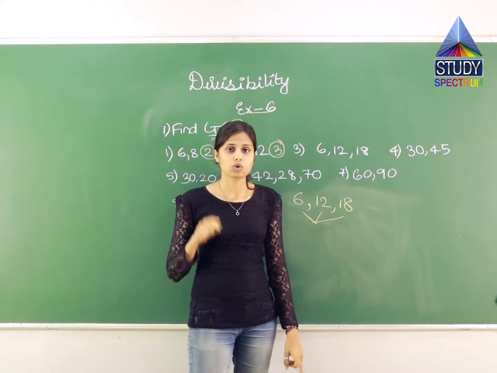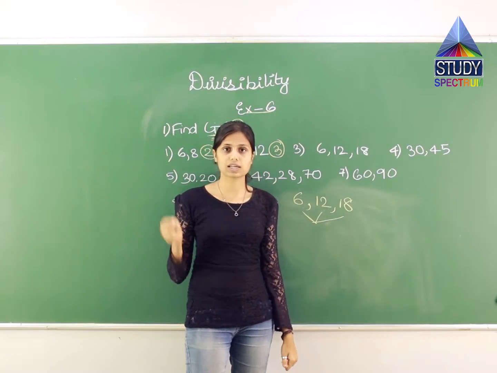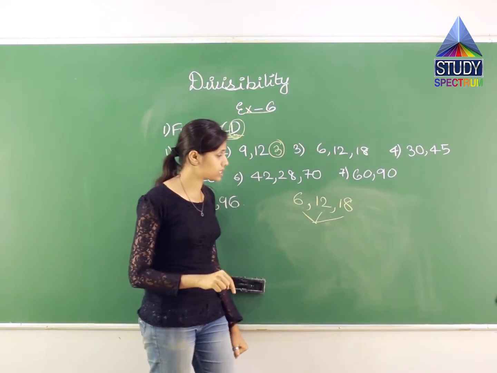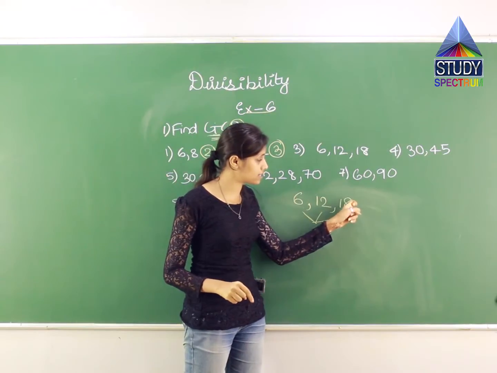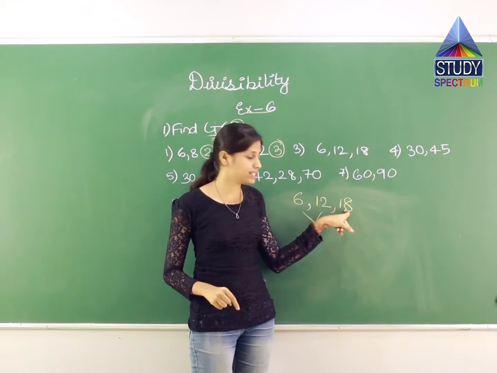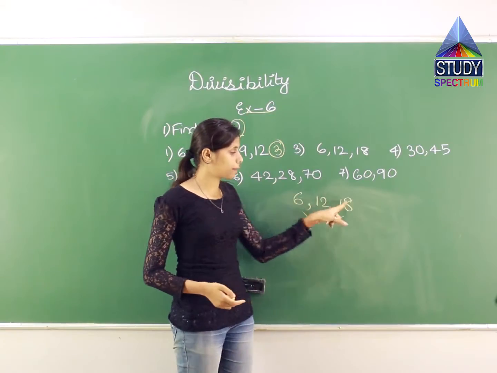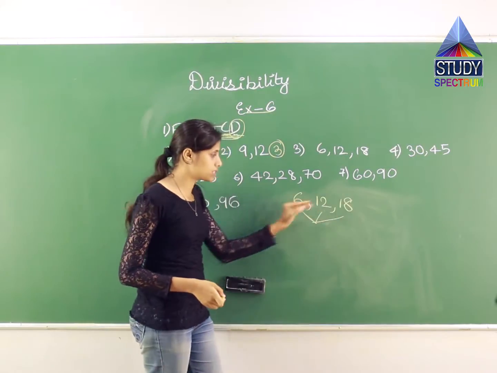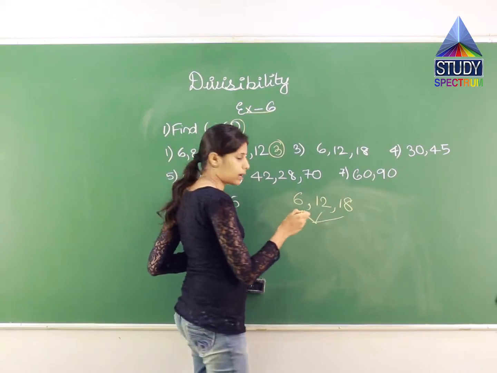What about 18? 2 1s are 2, 2 2s are 4, 2 3s are 6, 2 4s are 8, 2 5s are 10, 2 6s are 12, 2 7s are 14, 2 8s are 16, 2 9s are 18. So all of them come in 2's table, right? They are divisible by 2. Or test of divisibility also you can apply.